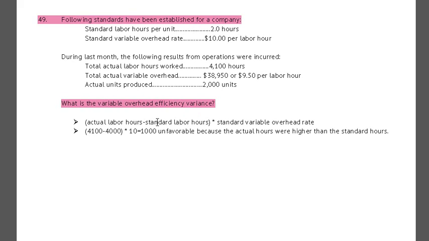The standard labor hours, when we look at that, the standard labor hours set is per unit, and it says 2 hours per unit. So we have to take our 2 times our 2,000 units in order to know what our standard labor hours are, because it doesn't actually give us the actual number. We have to calculate it. So 2 hours per unit, 2,000 units gives us 4,000 times our standard variable overhead rate. And in this case, it states it for us. Standard variable overhead rate is $10. So when you take 4,100 minus your 4,000 times 10 gives you 1,000.